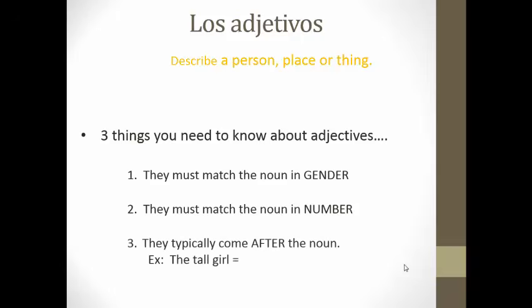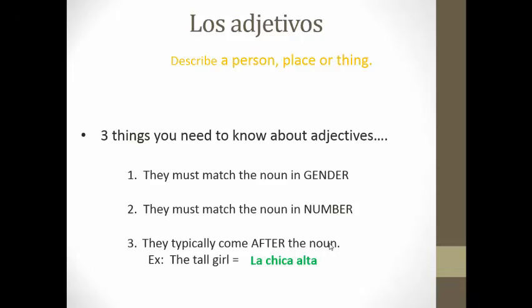Lastly, this is tricky for us as well. Remember that your adjectives are going to come after the noun. So look at my little example I gave you. The tall girl. Remember steps 1 and 2. Okay, make sure that tall is going to be alta. Girl is just singular, so I'm okay with leaving it with alta, and then put it after. So my answer for that would be la chica alta.